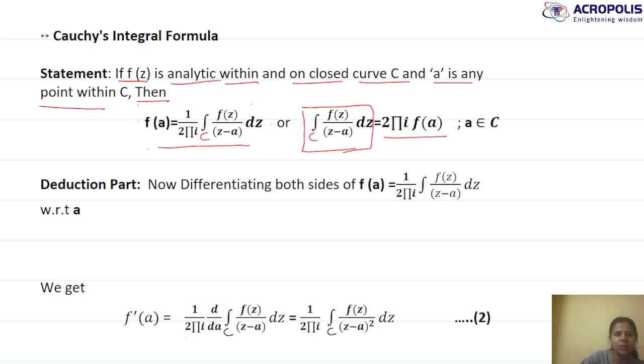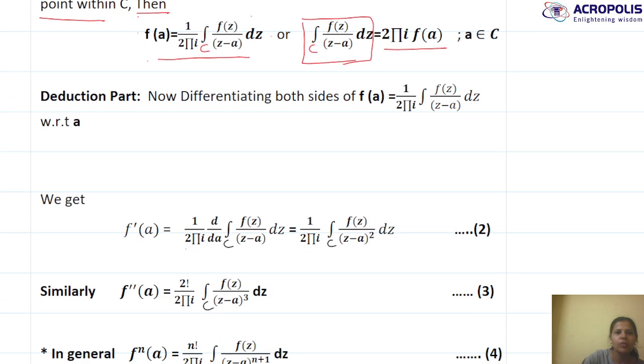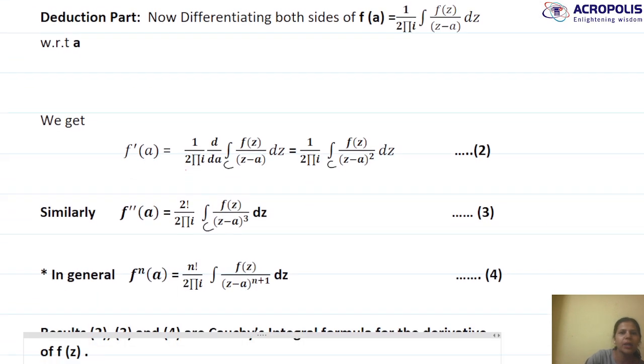Now there is a deduction part for Cauchy's integral formula. If f of a equals 1 upon 2 pi iota integration along C of f of z upon z minus a dz, and we differentiate this with respect to a, then what do we get?